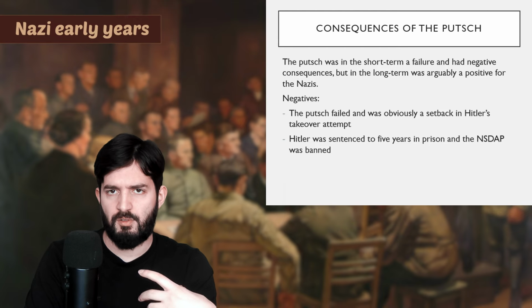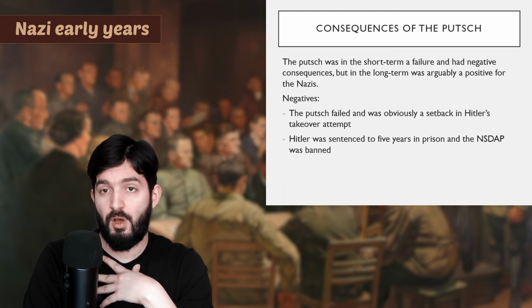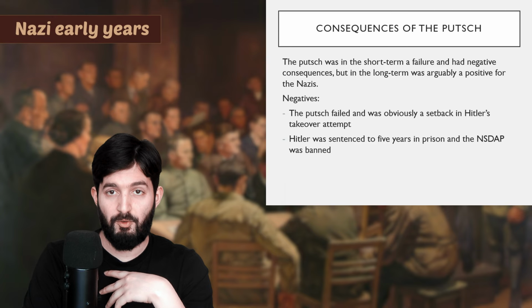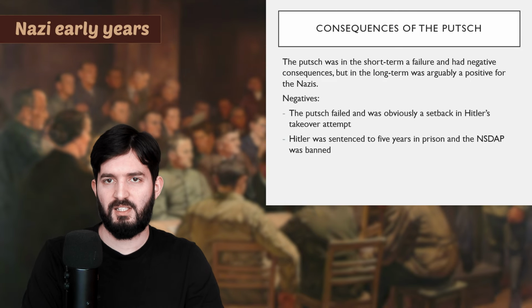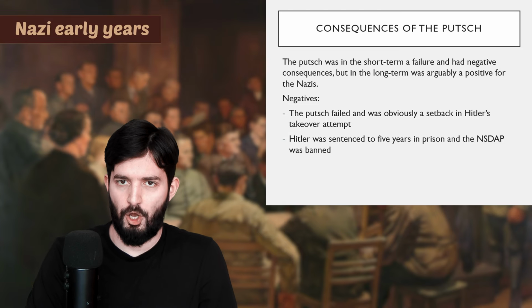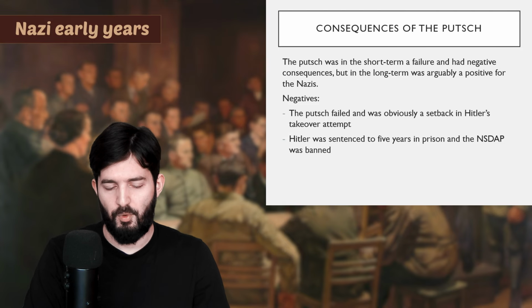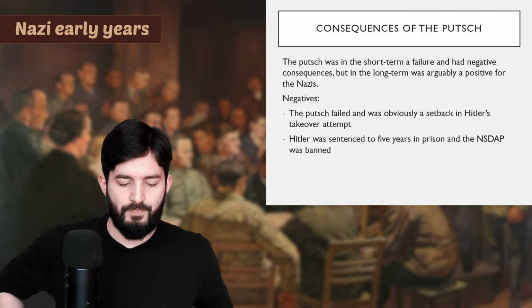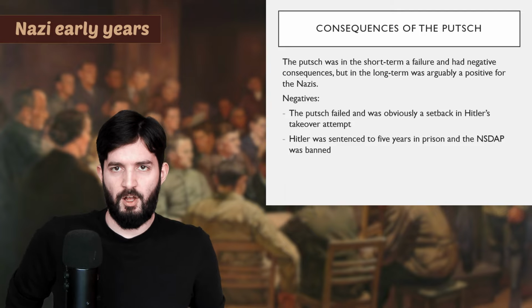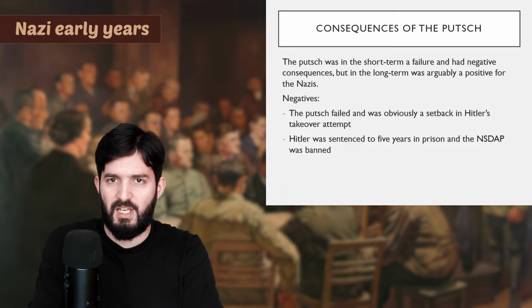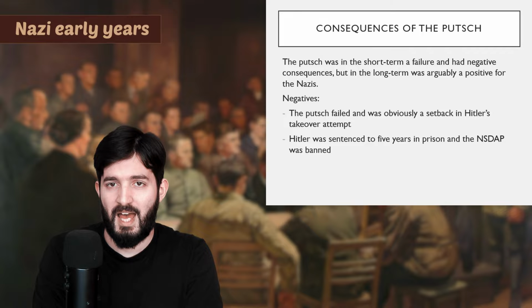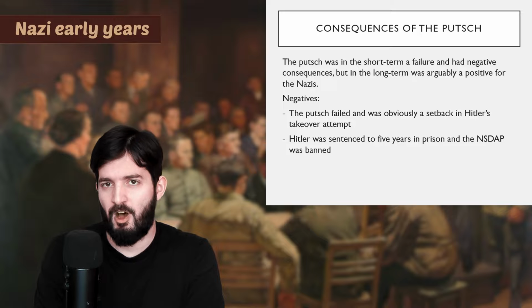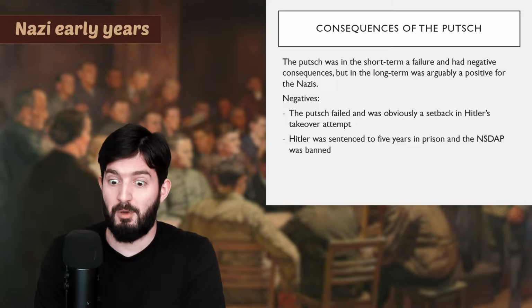So the obvious way in which it is a failure, if you were to get this question, is first of all, the putsch fails. That's obviously a significant setback for Hitler's attempts to take over Germany. That's number one. The second thing you could say is that not only does the putsch fail, but Hitler ends up being sentenced to 5 years in prison, and the Nazi party, the NSDAP, is also banned as a result. So he's now as far away from his ultimate aims as he could possibly be.